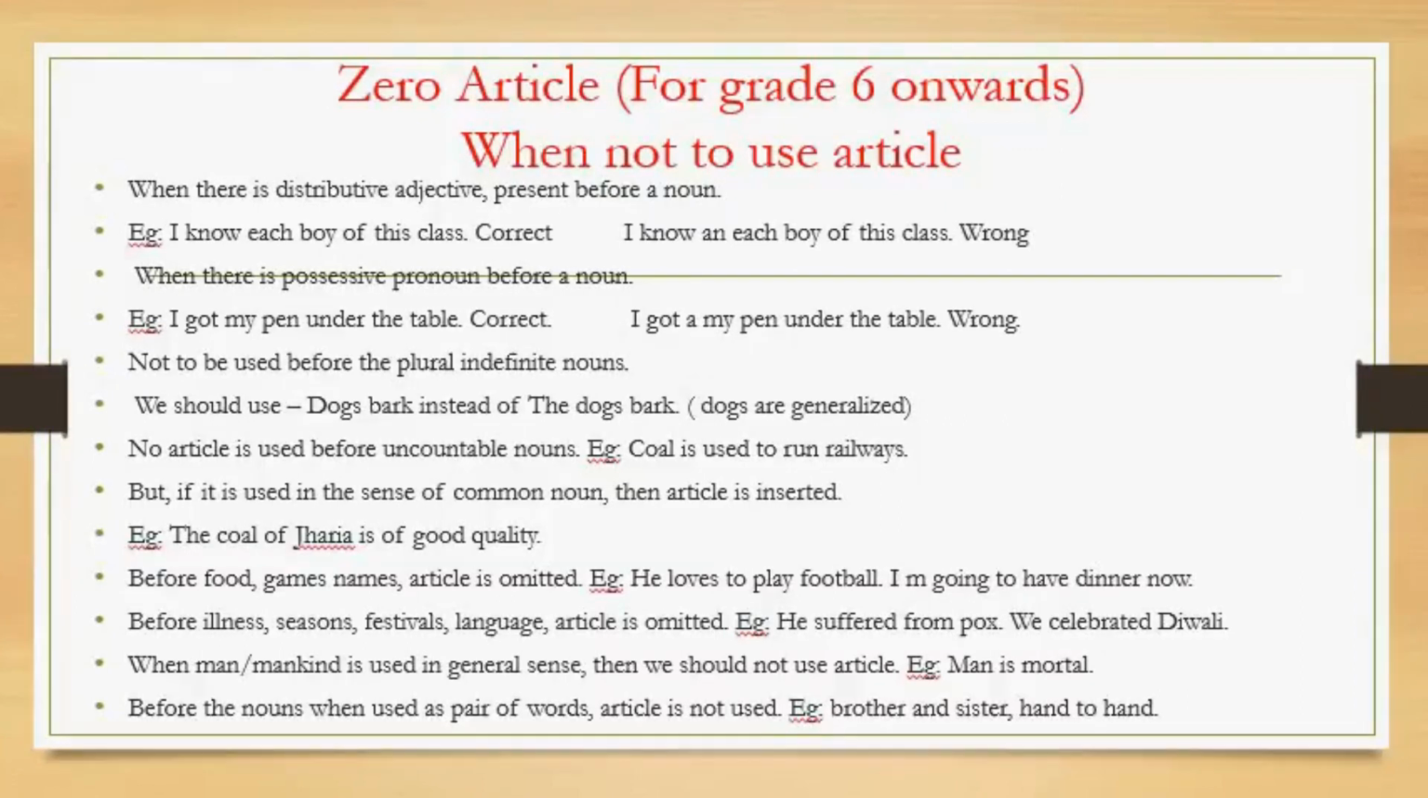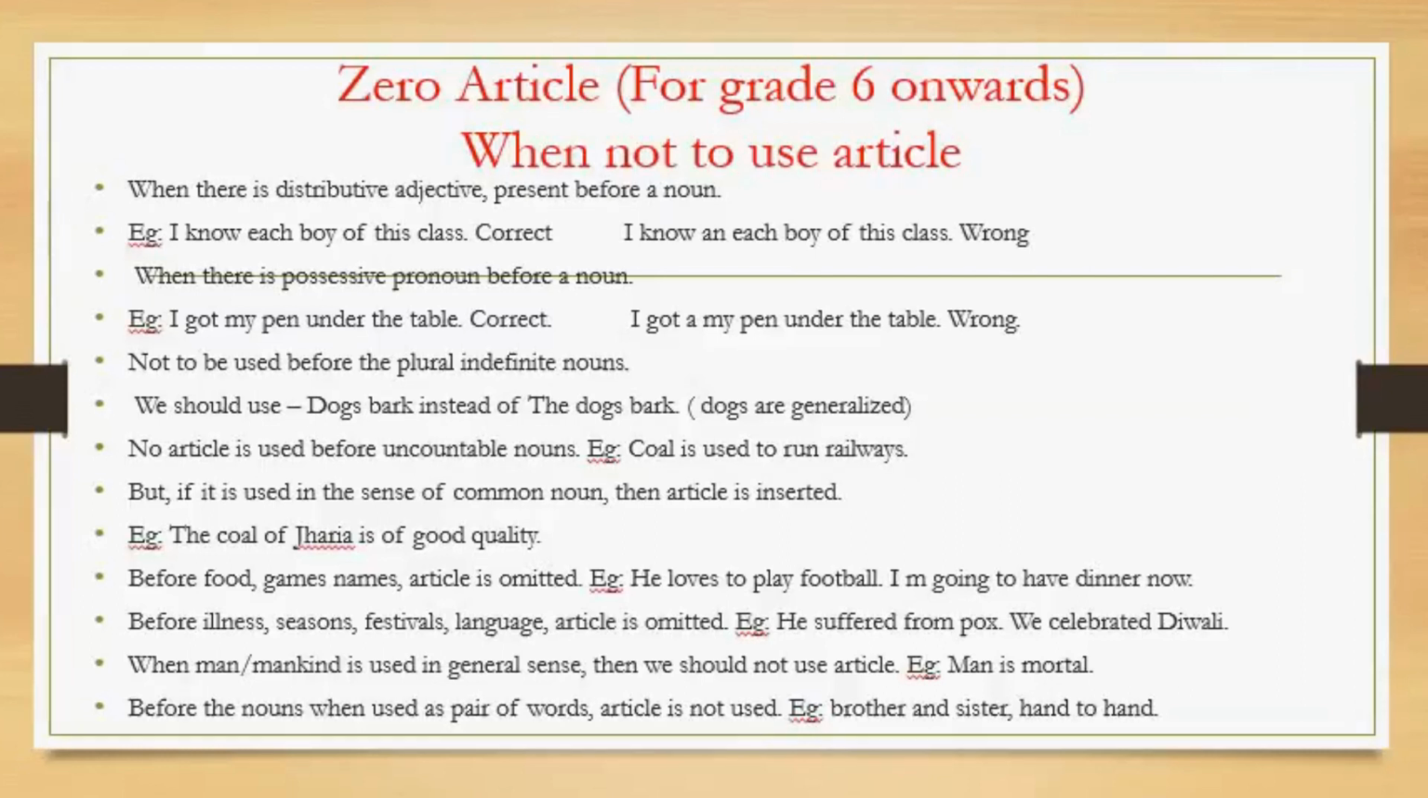So here the sentence is correct. But if you look at the other sentence, I know an each boy of this class, it's wrong, because we don't use an article here. Article is not required. Each itself clarifies the meaning.